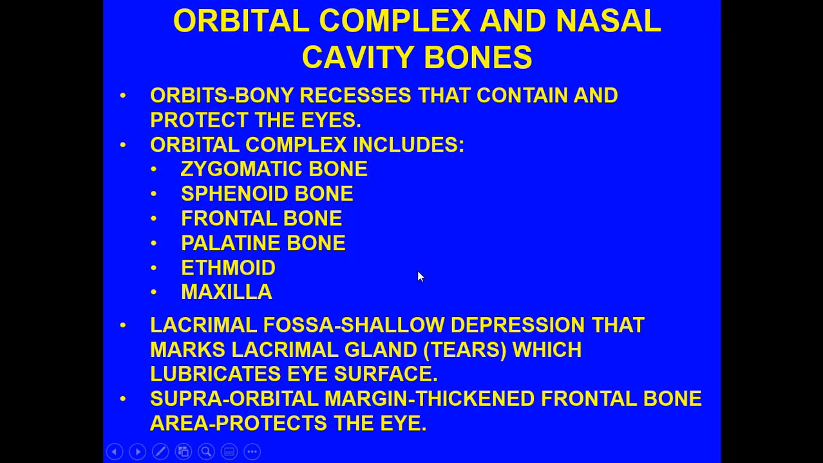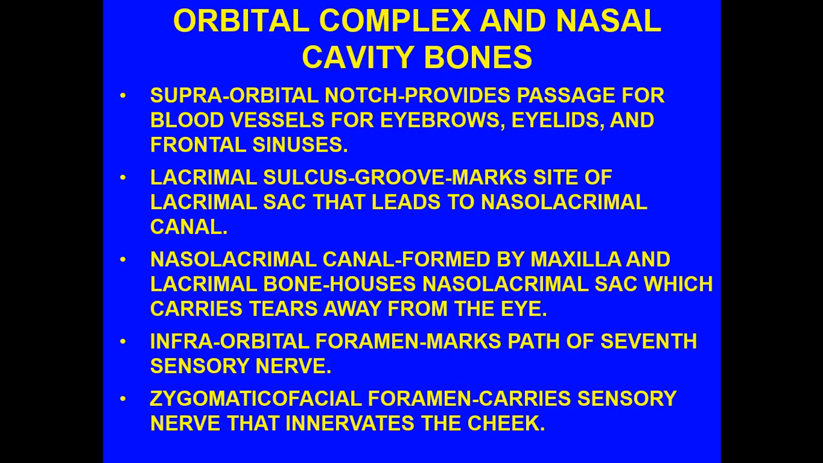Now, I've mentioned this before, the orbital complex, the nasal cavity bones. The bony recesses that contain and protect the eyes. This complex includes zygomatic, sphenoidal, frontal, palatine, ethmoid, and maxilla. The lacrimal fossa is a shallow depression that marks the lacrimal gland, where you have basically tears coming out that lubricate the eye surface. You always have to have that lubricated. Supraorbital margin: this is a thickened front bone area that protects the eye. You have the supraorbital notch. This provides the passage for blood vessels for the eyebrows, eyelids, and frontal sinuses.